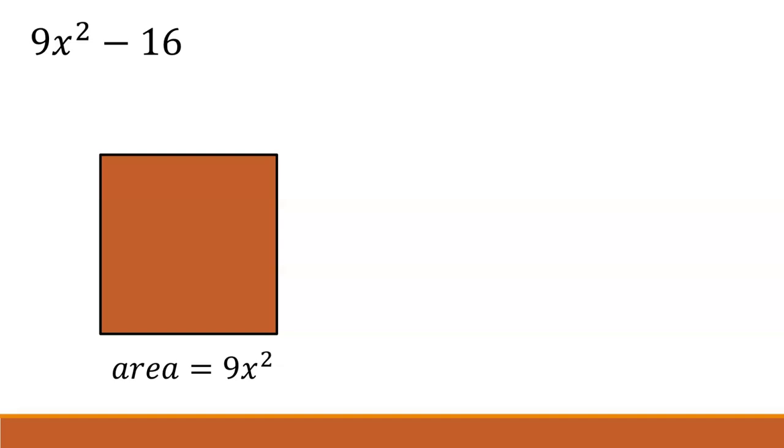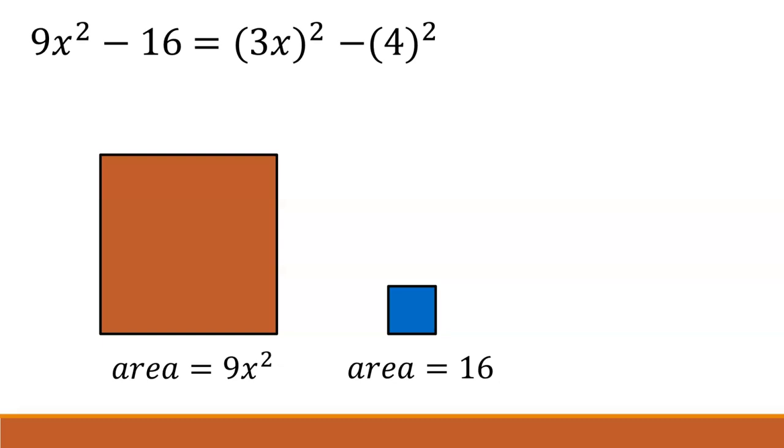Let's look at the same problem, 9x squared minus 16, and let's use an area model to justify the factoring formula. We can look at 9x squared as a square with an area of 9x squared, and we can look at 16 as a square with an area of 16. Rewriting the 9x squared and the 16 allows us to see the side lengths of the squares. The 9x squared is a square with side lengths of 3x, and the 16 is a square with side lengths of 4. Now we'll look at 9x squared minus 16 as a takeaway problem.